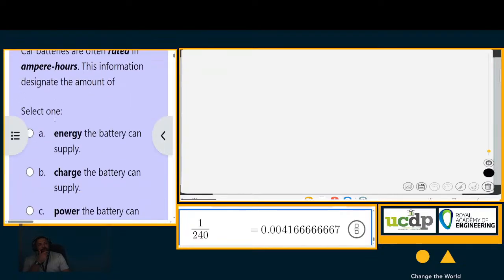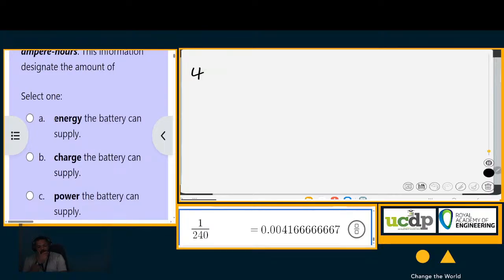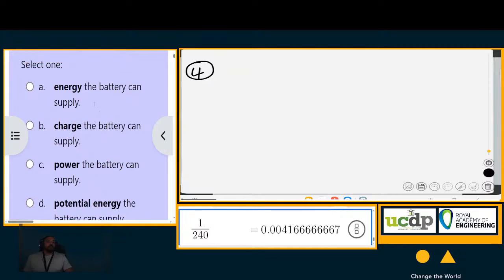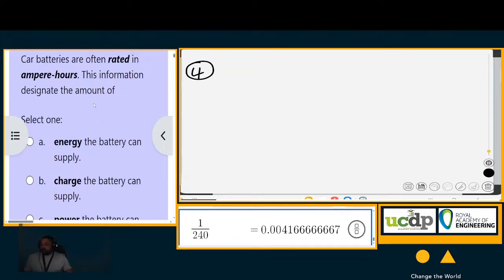This is question number 4. Car batteries are often rated in ampere hours. This information designates the amount of what? Ampere hours. What is ampere hours? Does it relate to energy? Is it charge? Is it power? Is it potential energy? Or is it current? What is ampere hours? Because the batteries are rated in ampere hours. So let's understand what ampere hours are.